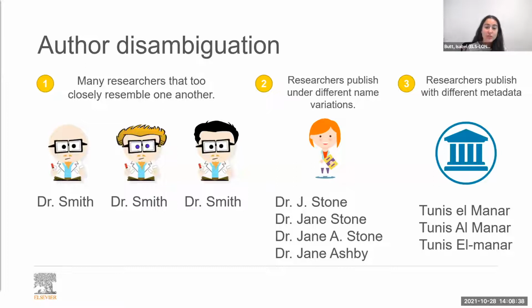And then what about if Dr. Stone gets married and starts publishing under her married name and now calls herself Dr. Jane Ashby? How do we make sure we capture all of those publications and link them up to the right profile? And lastly, authors don't always make it easy for us. Sometimes they publish with variations in the affiliation name. So there might be slight differences in spelling or the way the name's written. And we have to work through this to intelligently match the publications and affiliations and create strong profiles. And that's why we need clever technology and user feedback to do this.